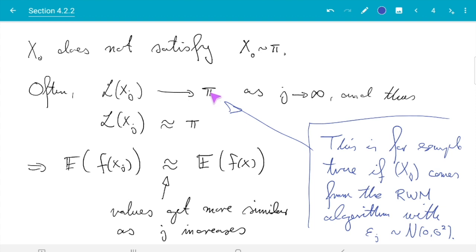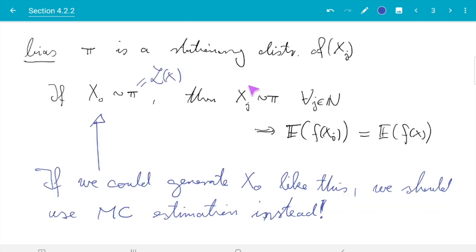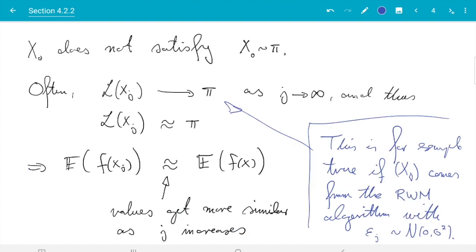And in this case then we can conclude for large j the distribution of xj is not exactly equal to pi. So that's what we concluded on the previous slide, that we could write as distribution of xj equal to pi, and then we could conclude the expectations are exactly equal. Here the distribution of xj is close to pi, and therefore the expectations are approximately equal.